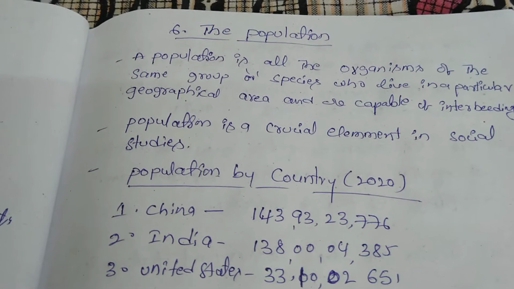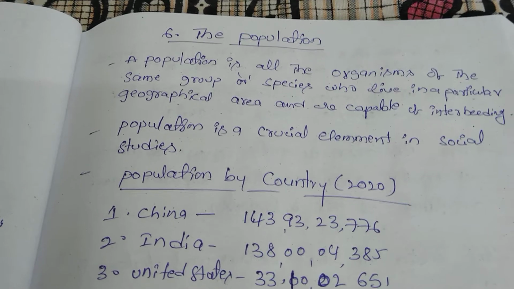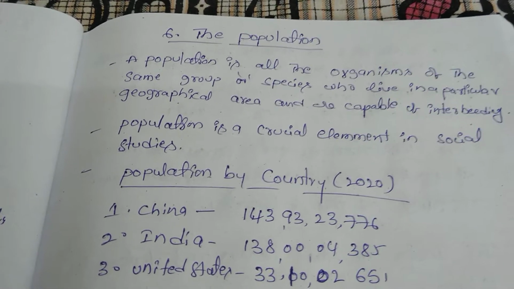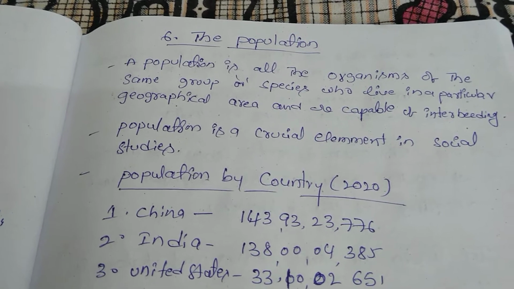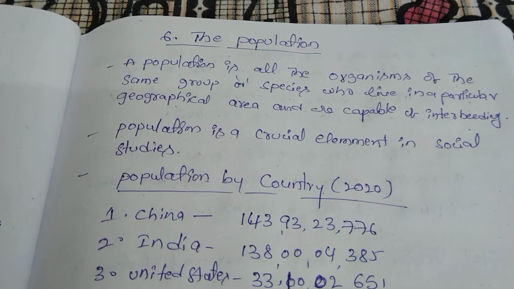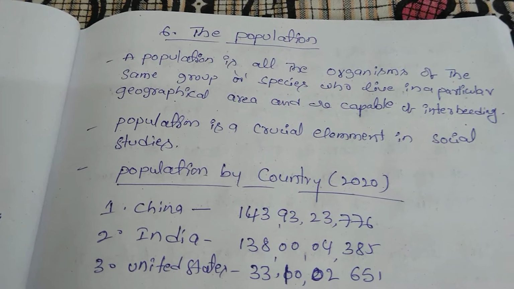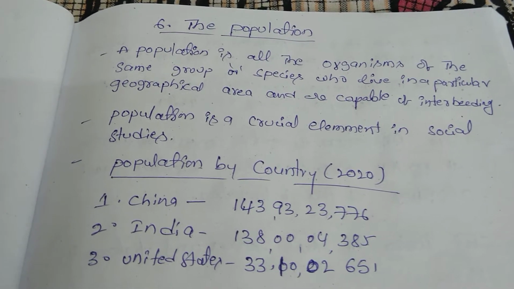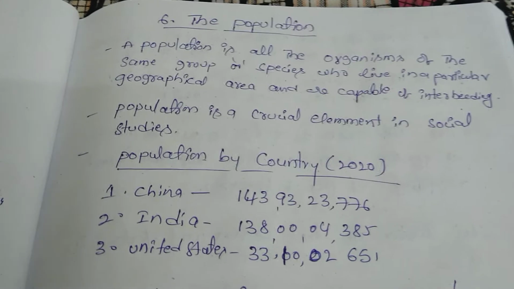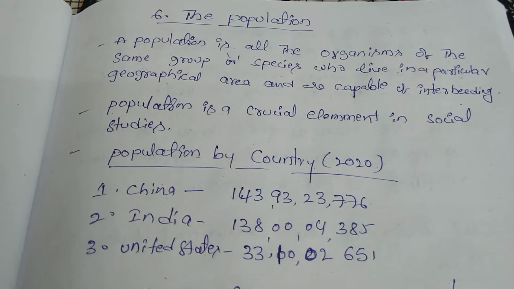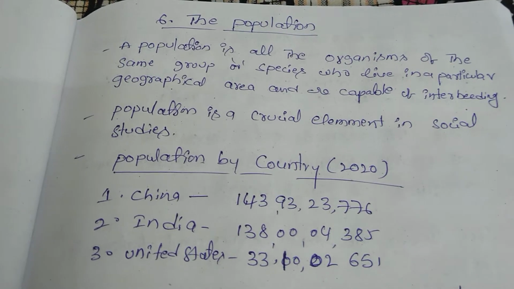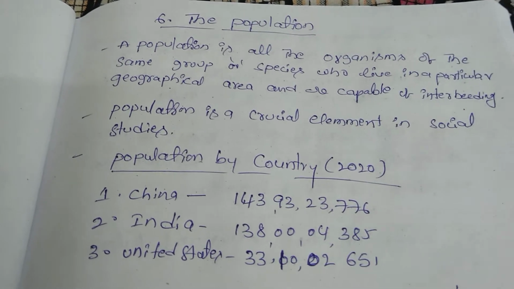So, already you know India is the second place in the world population. What is the meaning of population? Generally, the population means the people who are living in a particular area in a particular time is considered as the population of that country.